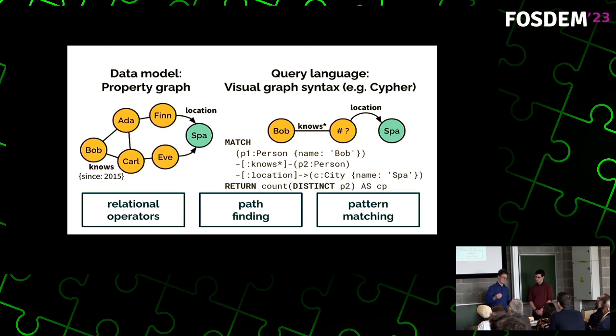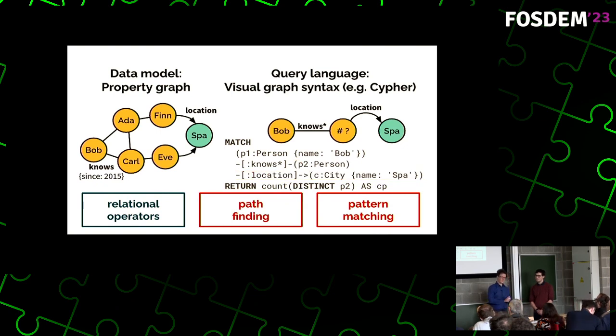If we deconstruct this query, we can see 3 main components. The one is relational operators. Obviously, we still need relational operators. We want to be able to identify people by filtering. So we filter for Bob, we filter for Spa, and also we want to sometimes aggregate. So the count aggregation is part of this query. The pathfinding is really elegant in this formulation because we have the asterisk, which captures that we can use an arbitrary number of edges. And the pattern matching, which connects the person to Spa, is also very concise and readable.